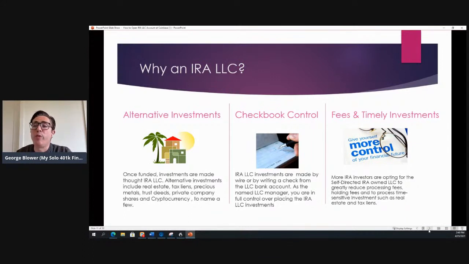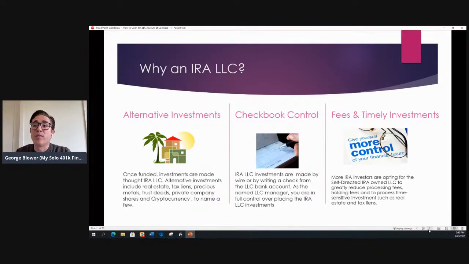You have the checkbook control by virtue of the fact that you have a bank account. So you as the manager of the LLC, the member is your IRA, but you as the manager have the checkbook control over that IRA LLC bank account. Practically speaking, one of the advantages is fees and timely investments. If your money is held at one of these self-directed IRA companies that allows for alternative investments, a lot of times they take a long time to respond to customer requests if you're trying to make a time-sensitive investment. So if you've got that checkbook control, you can act quickly.